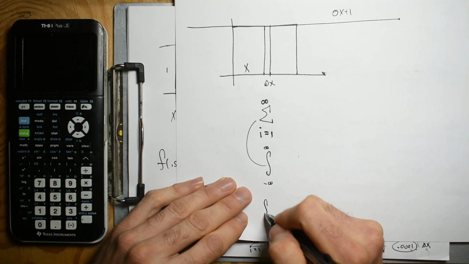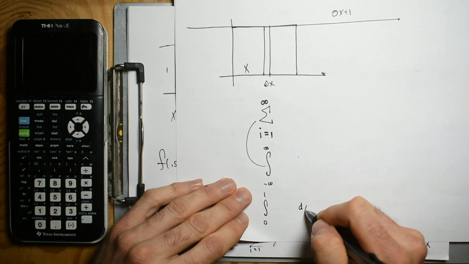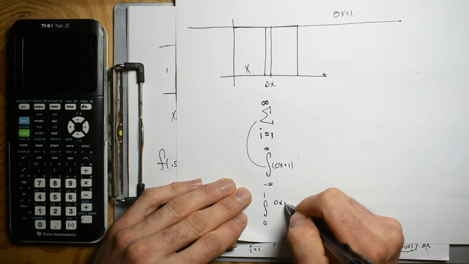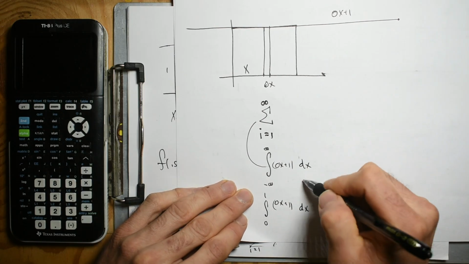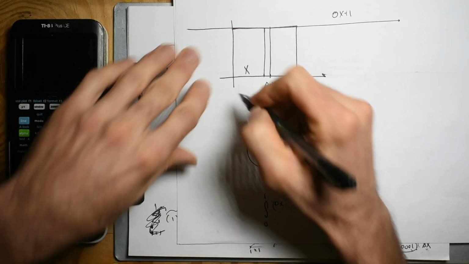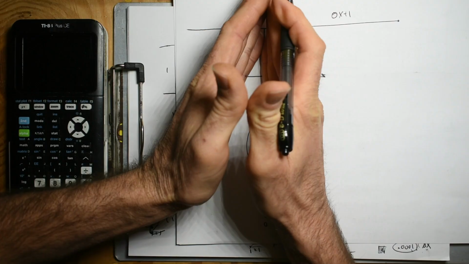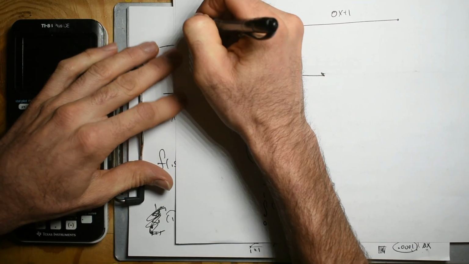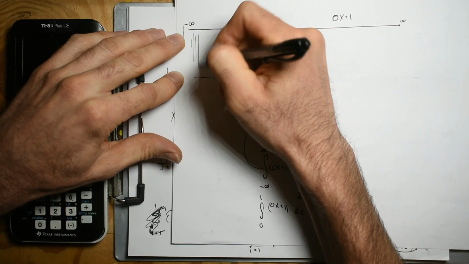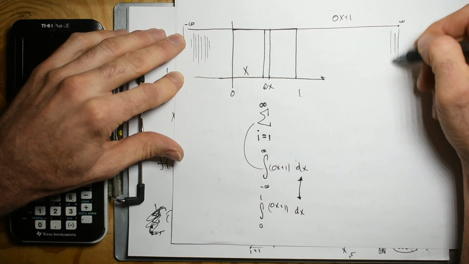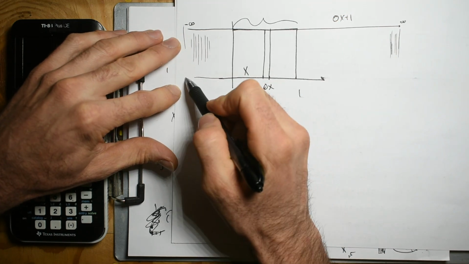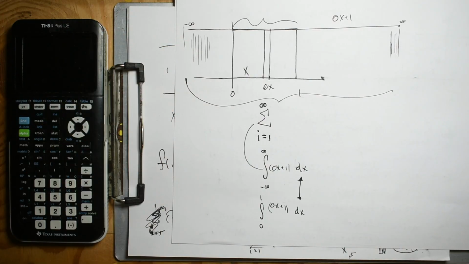But still, if I have 0 to 1, I still use the same dx. 0x plus 1 is our equation. I still use the same dx, and I think we covered that. Chopping 0 to 1 into an infinite number of slices is the same thing as having this function go from negative infinity to infinity and chopping it into an infinite number of slices. There's an infinite number of slices between 0 and 1 as there is between negative infinity and infinity.